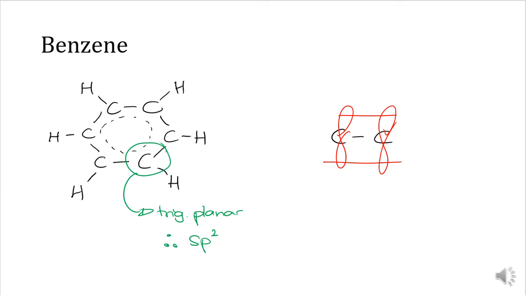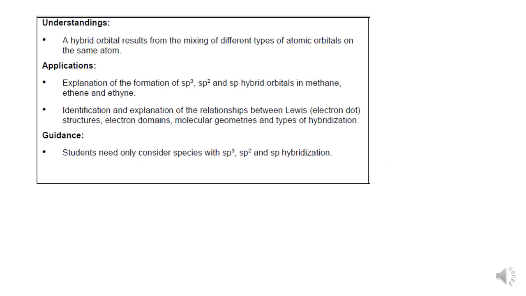Okay. So hybrid orbitals we talked about. We talked about sp3, sp2 and sp in methane, ethene and ethyne. We talked about electron structures, electron domains, molecular geometries and hybridizations. And we've only talked about sp3, sp2 and sp.